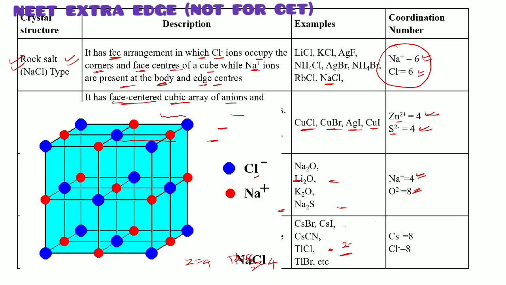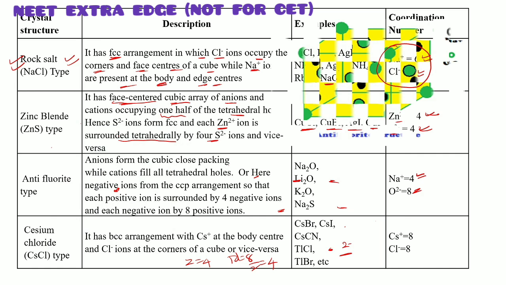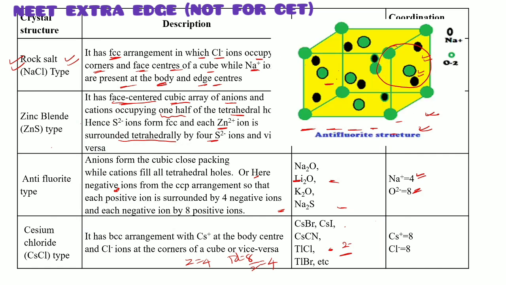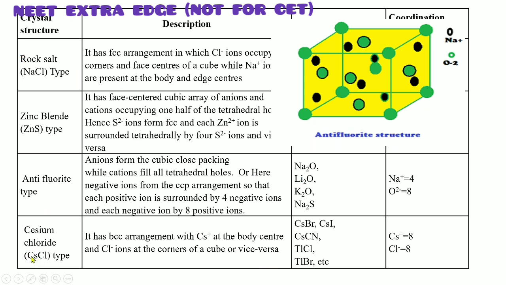Now you can see this is an example for this antifluorite type of structure. So here I will erase all the ink on the slide, right? Yes, I will choose the pen now.